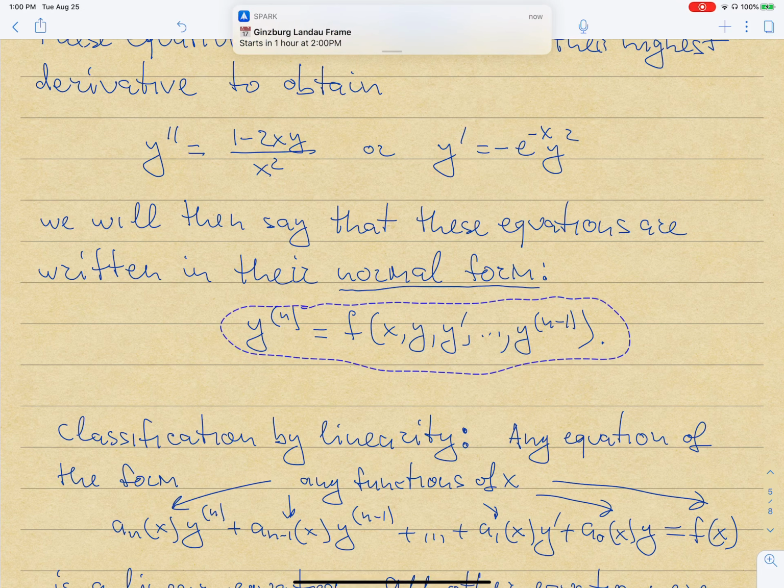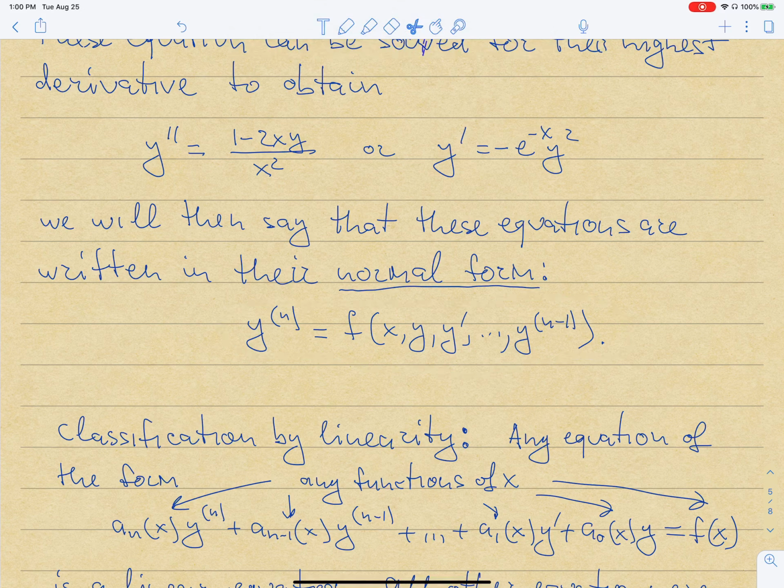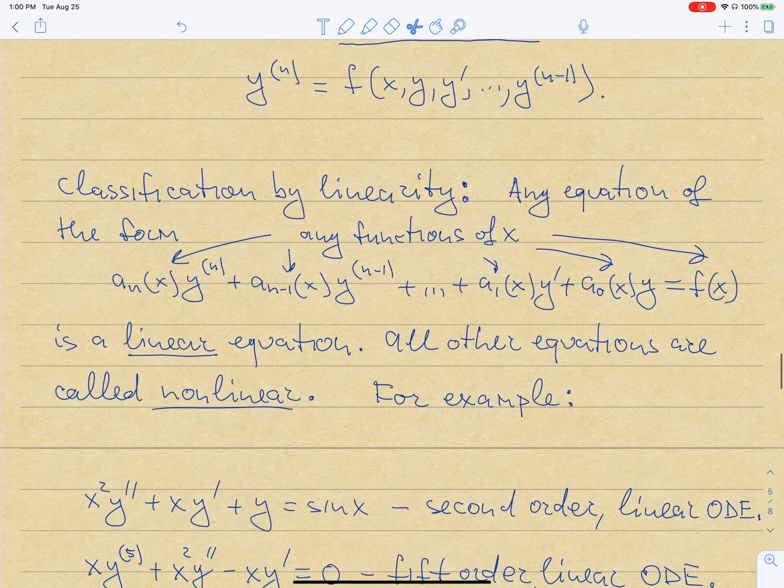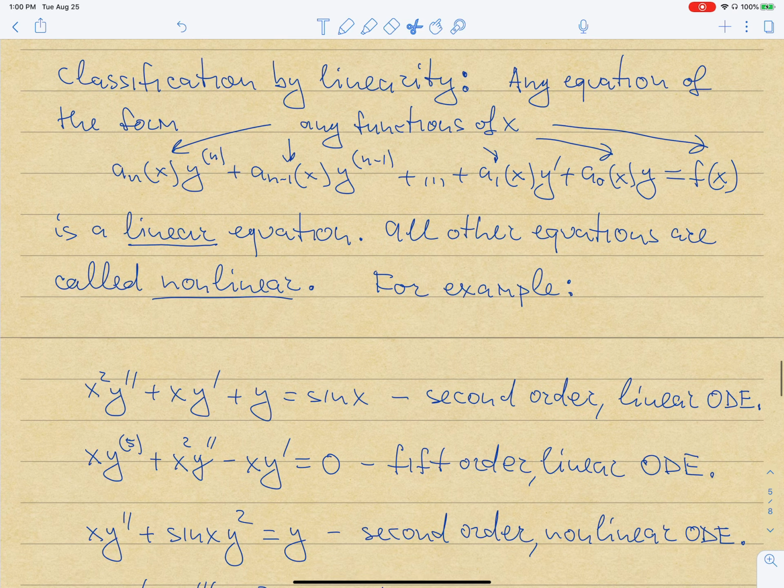All right, so the final piece of classification that we're going to discuss in this lecture is classification by linearity. At this point, it's probably not going to be very clear why things look in this particular way, but you'll get an idea later on when we actually discuss these linear equations at length.